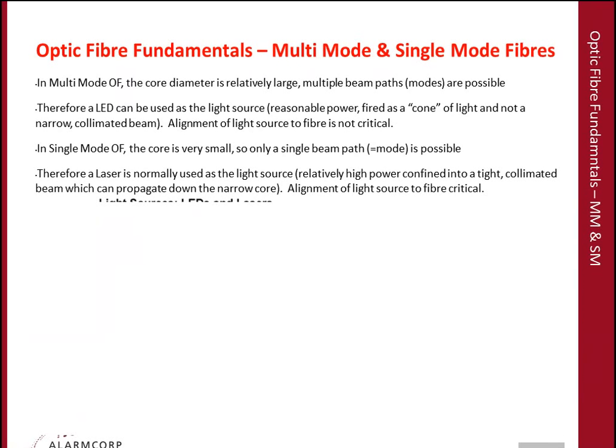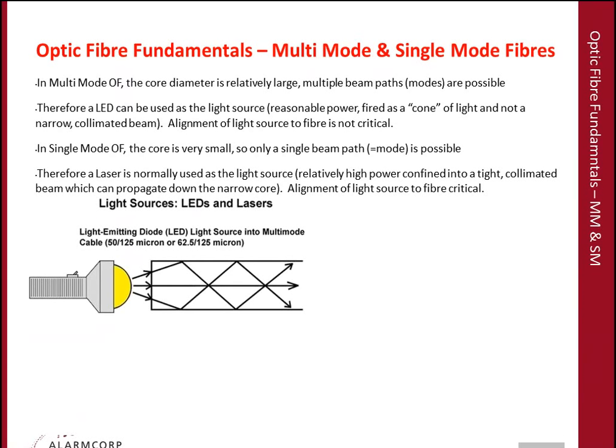Okay. In a multi-mode optic fiber, the core diameter is relatively large with regards to the overall cable diameter. So here we have a schematic representation of a multi-mode fiber. Because the core is large, we have multiple beam paths or multiple modes possible. In other words, you can see the light can travel straight down the fiber, or it can reflect off the walls as it travels.